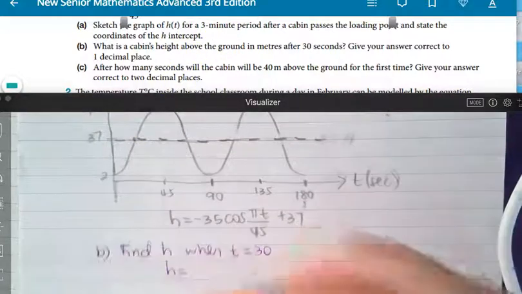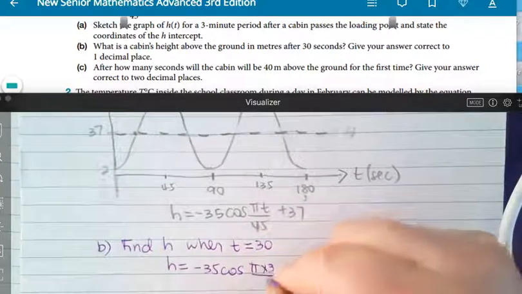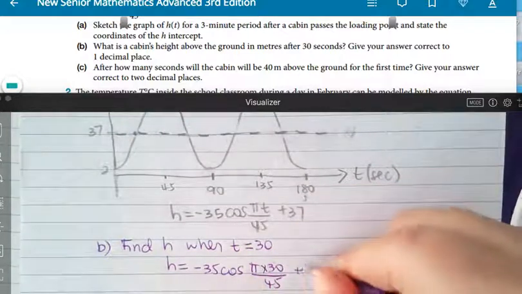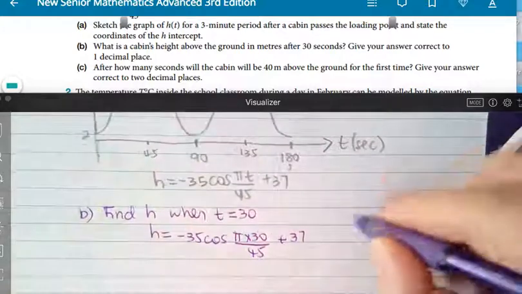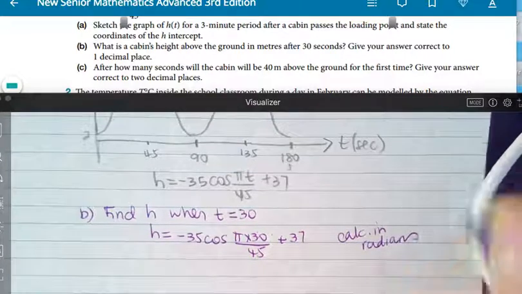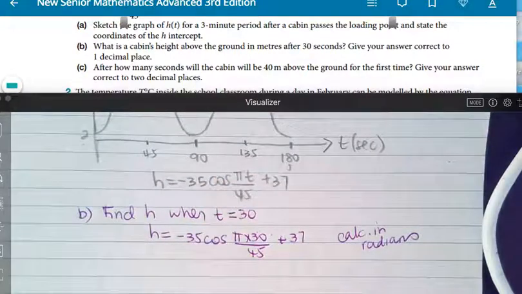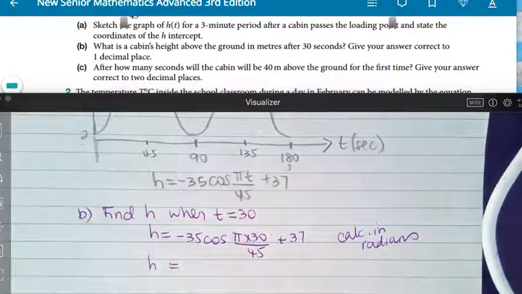Yeah, H is -35 cos of pi times 30 on 45. Now, wait a minute. You're going to do this in degrees or radians? There's a pi sitting there. What do you think? I'd be putting my calculator in radians. Please put your calculator in radians. How do we know? We've got pi in there. All right, so put your calculator in radians. And what do you get?